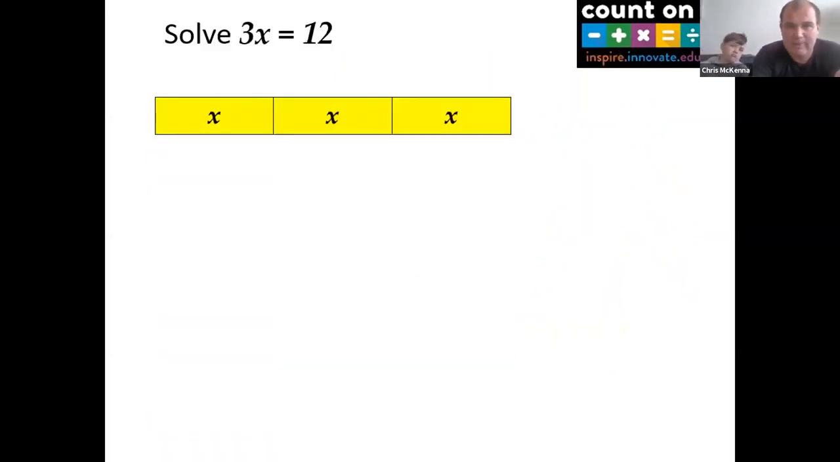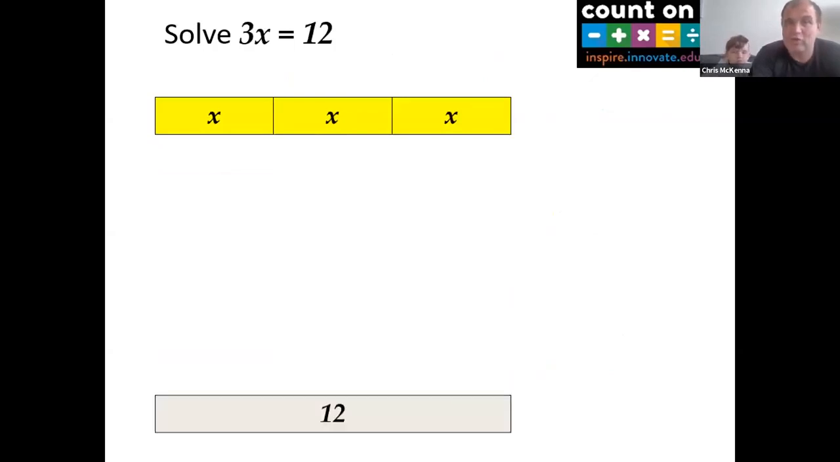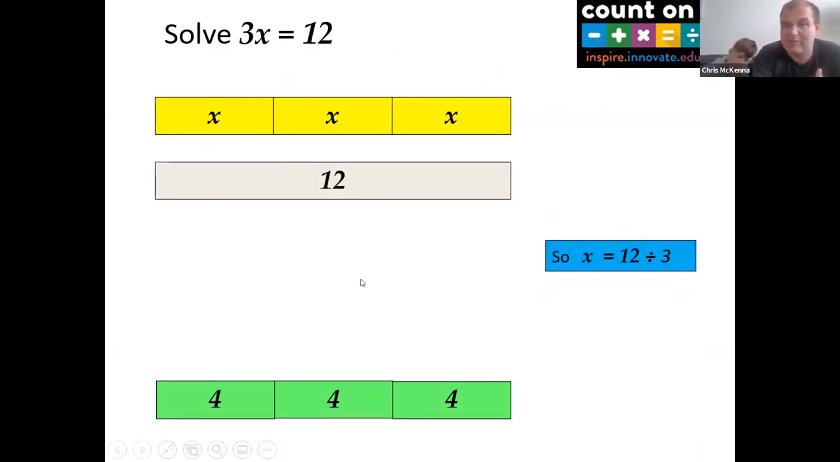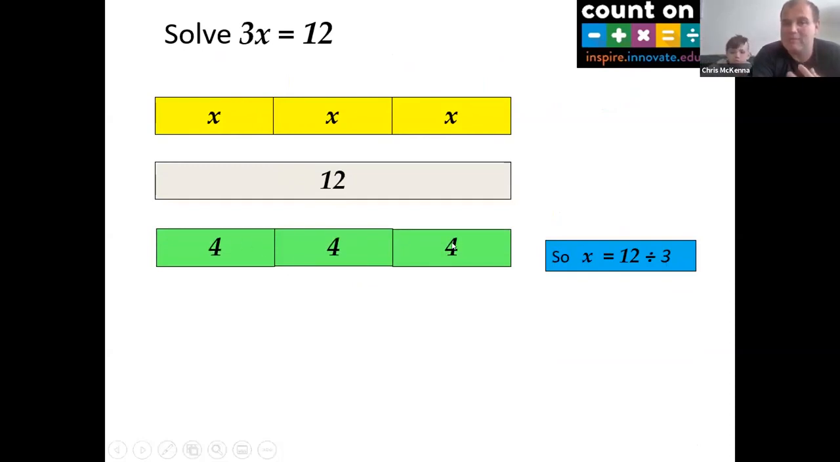So we split the 12 counters between the 3 x's, and again I'll show you this in the bar model. So we've got x, x, x, we've got 3 x's, and that is equal to 12. So we can see I need to split this 12 between the 3 x's, so x is equal to 12 divided by 3, and that must be 4, 4, 4. So we can see x equals 4. So that's another way to look at the equation. Or again, you might be thinking of it as 3 times what equals 12.